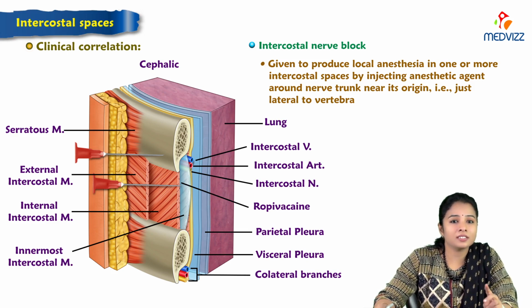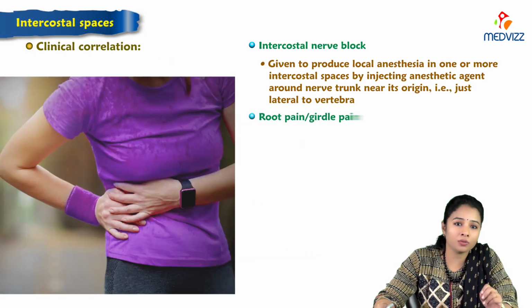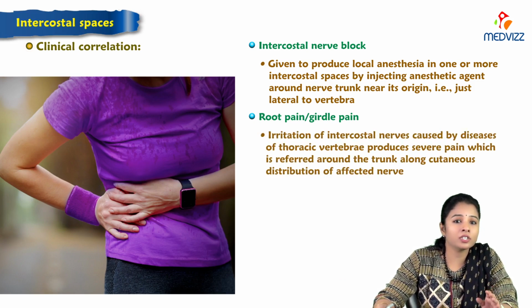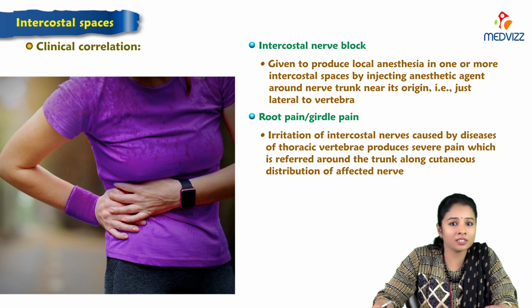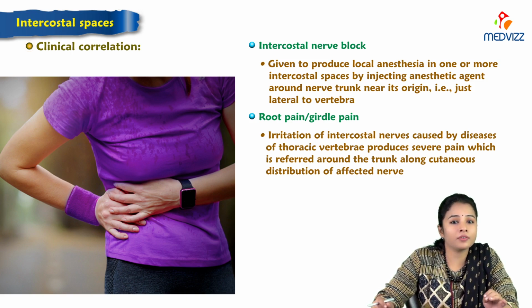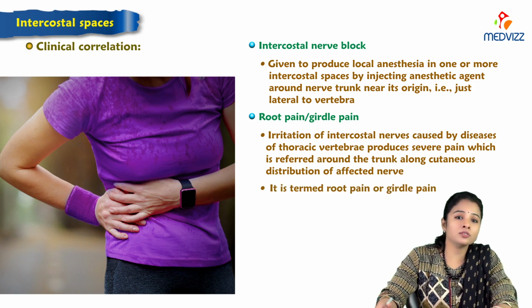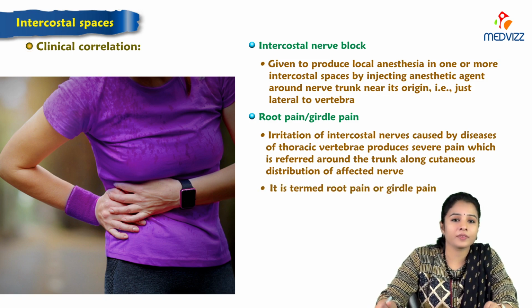Okay, now let us discuss the second clinical aspect related to this topic, which is root pain or girdle pain, that is, irritation of intercostal nerves caused by disease of the thoracic vertebra. If there is a disease in the thoracic vertebra like TB of the thoracic vertebra, it may cause irritation of intercostal nerves and produce severe pain which is referred around the trunk, along the cutaneous distribution of the affected nerve, and it is termed root pain or girdle pain.